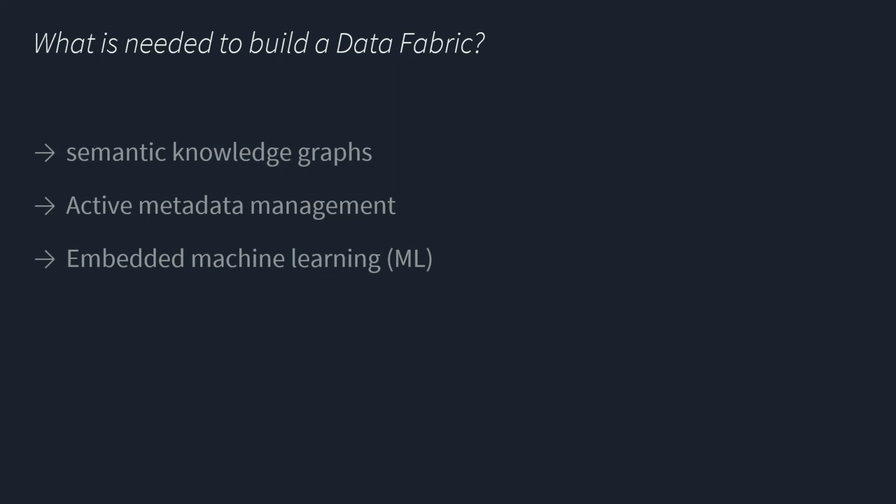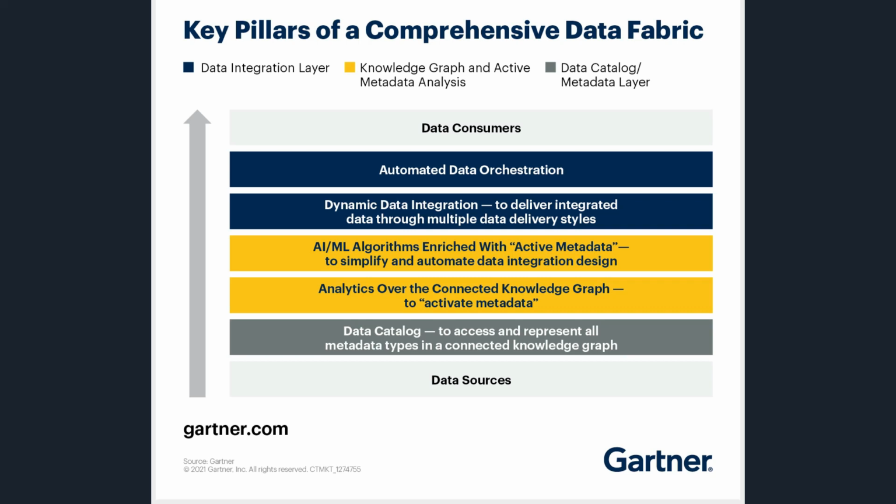We would need machine learning to derive patterns to understand the data and the metadata that is there. So three primary flavors of things that are needed are semantic knowledge graphs, active metadata management, and embedded machine learning. To make this more clear, let us look at this picture.